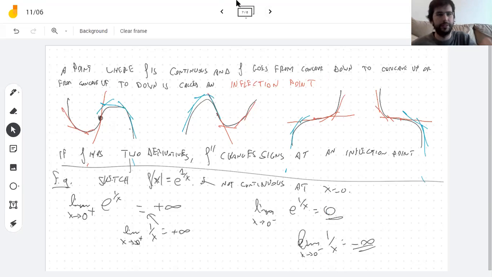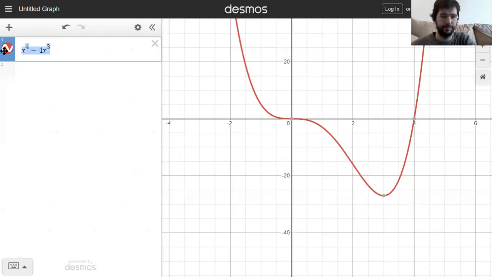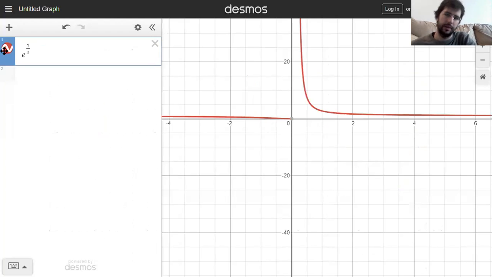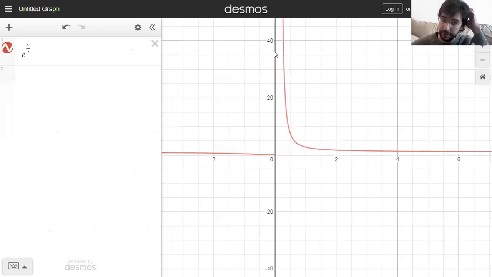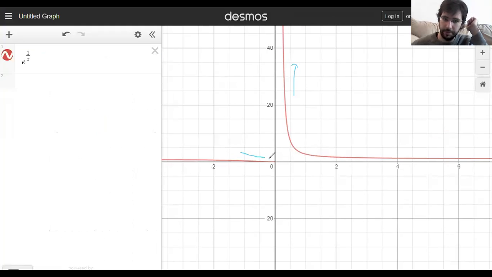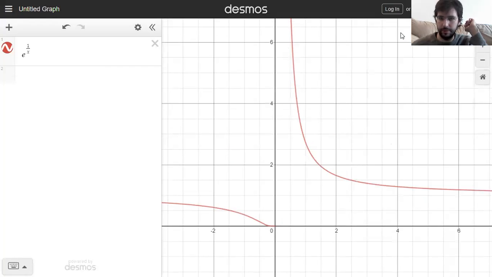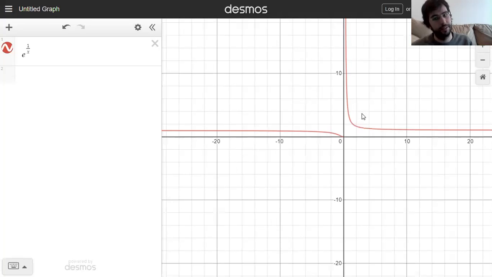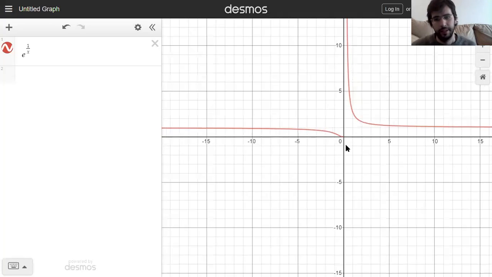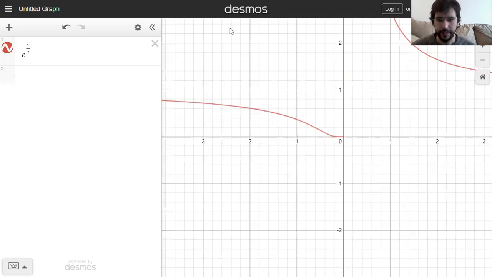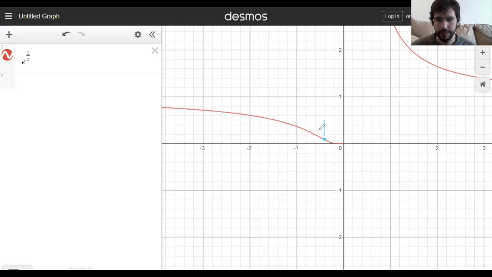So, let's just cheat. From the right, it approaches infinity. From the left, it approaches zero. And then you can also see that there are horizontal asymptotes. As x approaches infinity, the function approaches e to the zero. So what I would like to look at is, where is the inflection point?